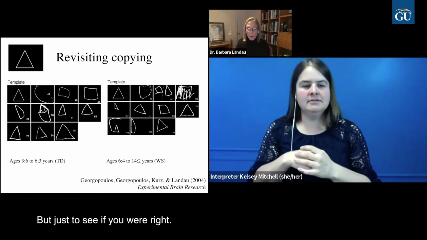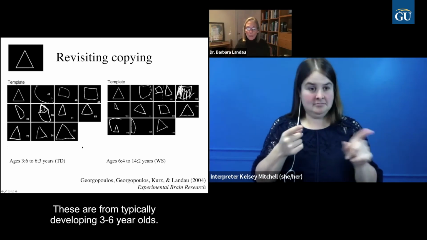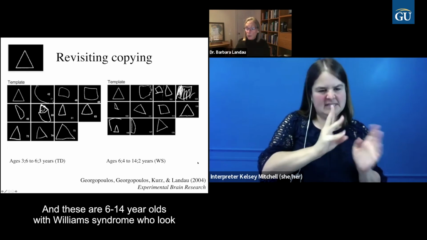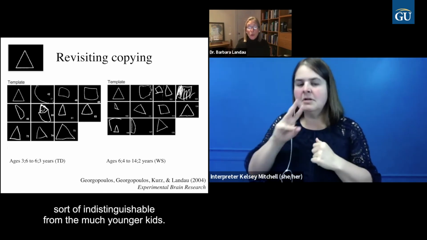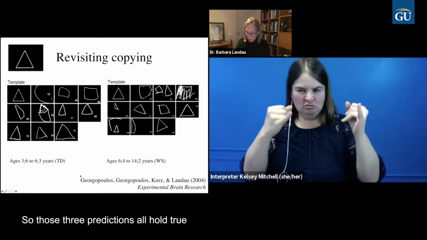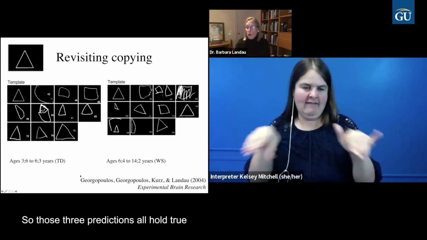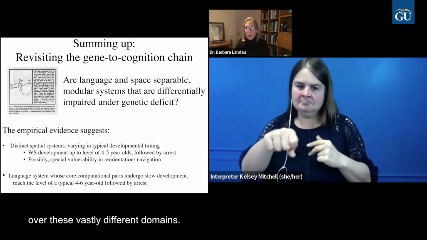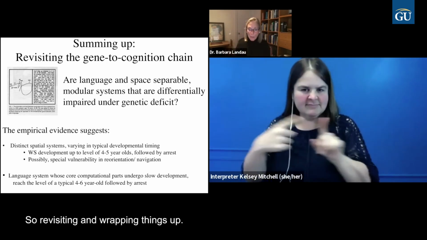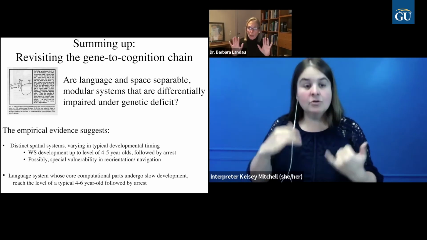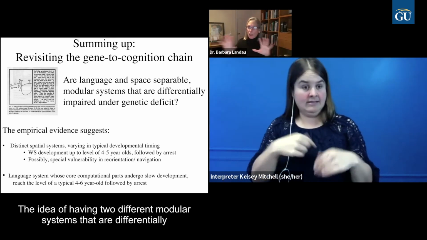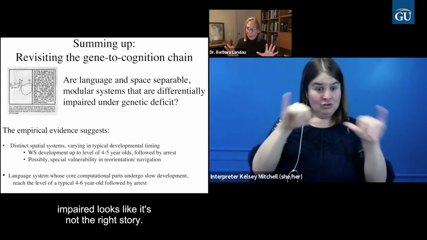But just to see if you were right, these are from typically developing 3 to 6-year-olds, and these are 6 to 14-year-olds with Williams syndrome, who look sort of indistinguishable from the much younger kids. So those 3 predictions all hold true over these vastly different domains. So revisiting and wrapping things up, the idea of having 2 different modular systems that are differentially impaired looks like it's not the right story.